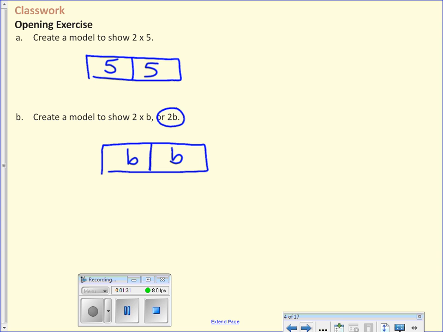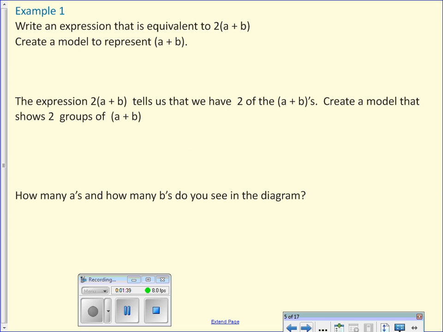Any questions so far? Oh, this common core stuff is hard. Oh my goodness. I know, right? This is mind-boggling. All right, let's continue.